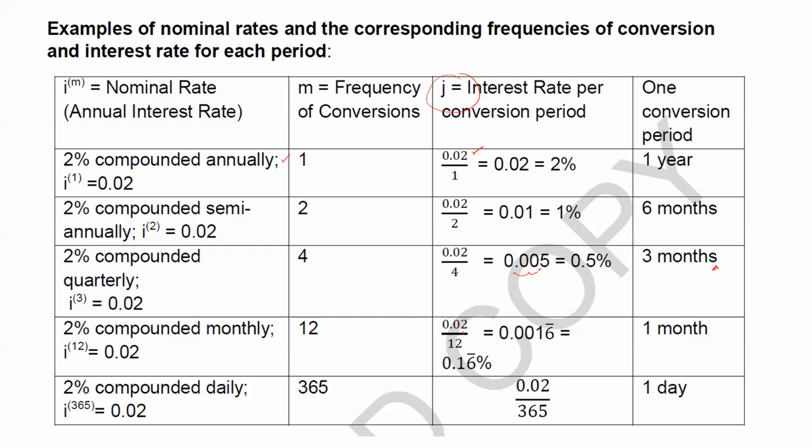Next, 2% compounded monthly. So 2% divided by 12, since it is monthly, that is 12. 0.0016 repeating 6, or 0.17%, approximately.